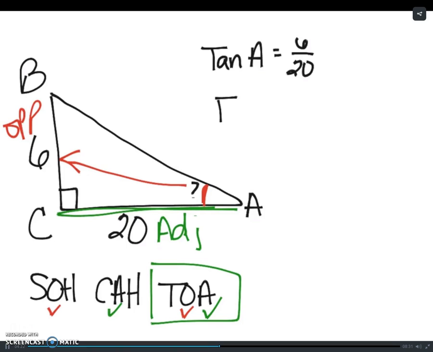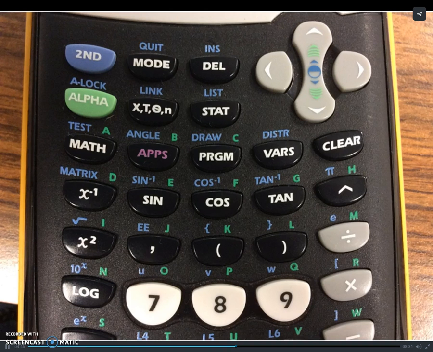Okay, so we're going to get a decimal. In this case, that decimal is 0.3. So we have the tangent of angle A is 0.3. And this decimal here is going to be really important. So at this point, we want to take that decimal, and we want to take the inverse trig function. So I'm going to flip over to our calculator, and we're going to talk about how to do that.